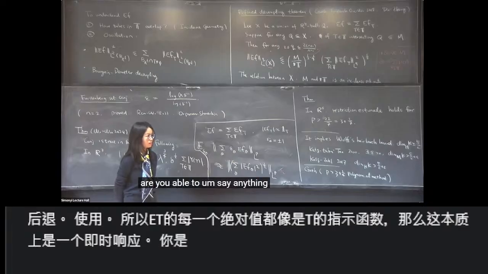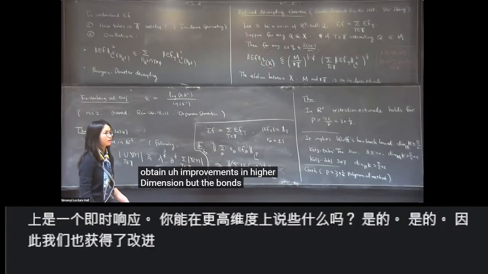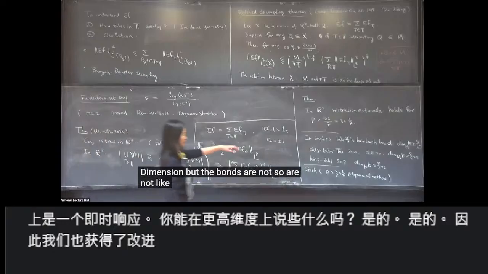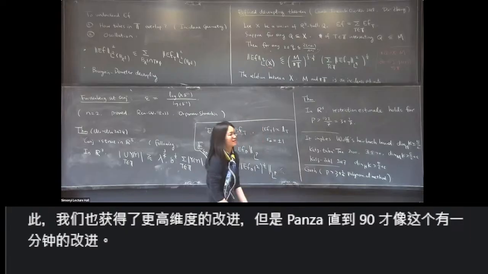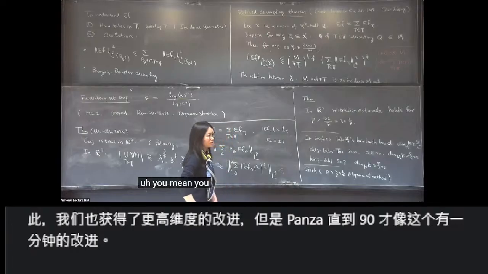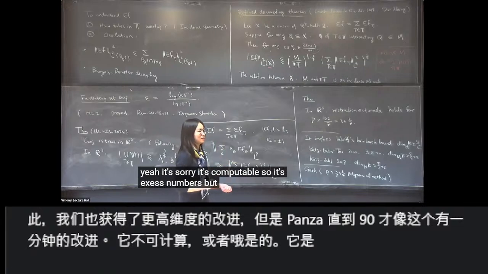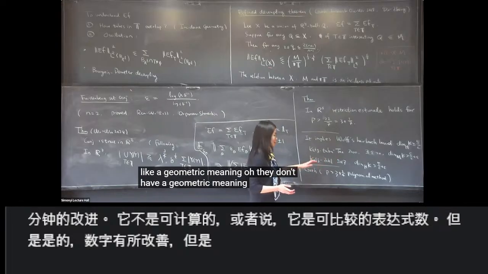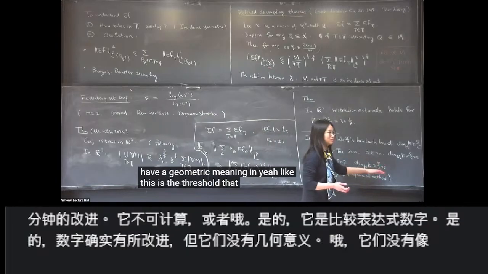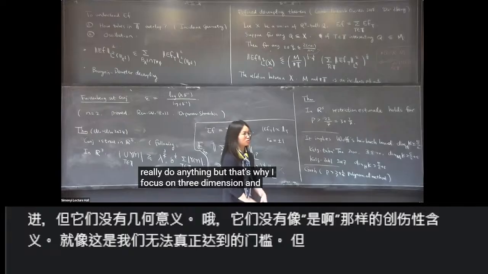Are you able to say anything in higher dimension? Yes, we also obtain improvements in higher dimension, but the bounds are not like this one that has a meaning. You mean it's not computable? Oh, sorry, it's computable. So it's explicit numbers, but the numbers are improvements that don't have a geometric meaning. This is the threshold where we cannot really do anything. That's why I focus on 3 dimensions and 2 dimensions.